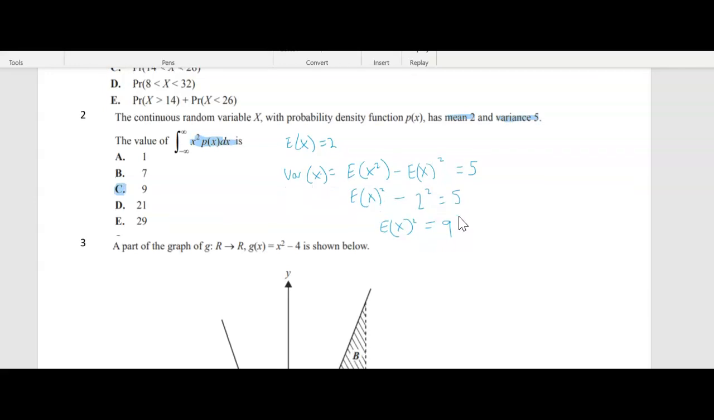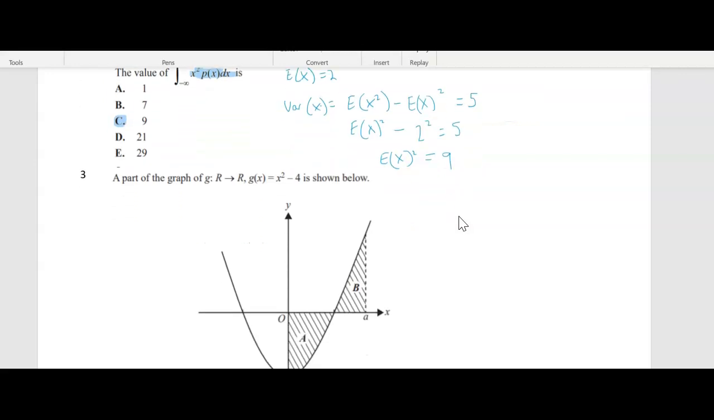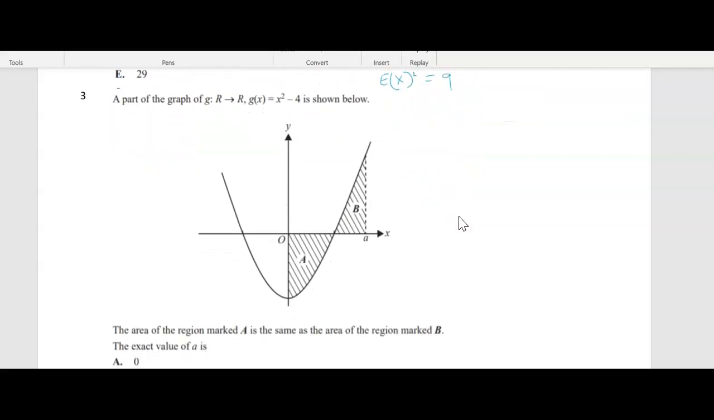All right, so just being familiar with the expected value formula and the mean, which is your expected value. When you see mean and variance and standard deviation, just understand those calculations. This is continuous random variables, but you can have discrete random variables as well. All right, let's move on to question 3.